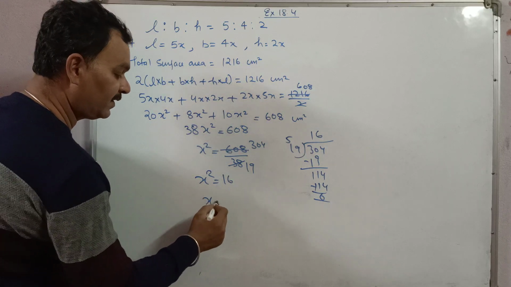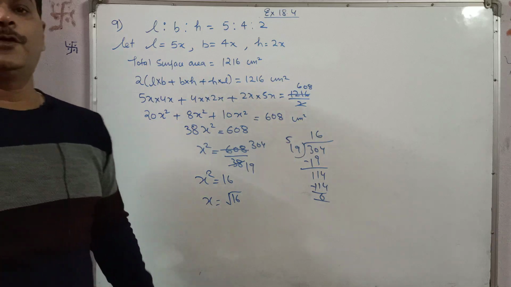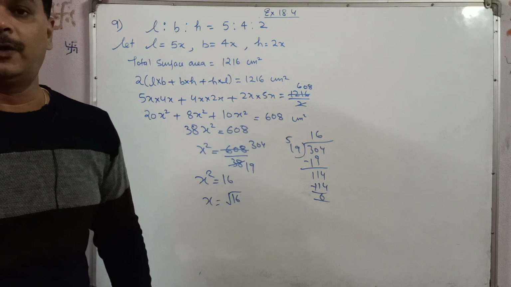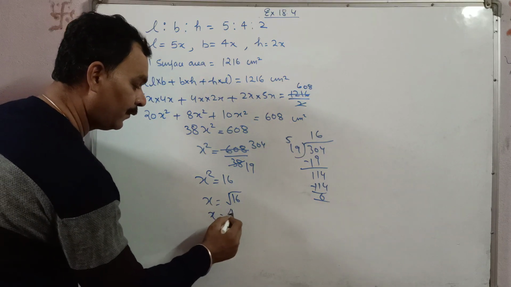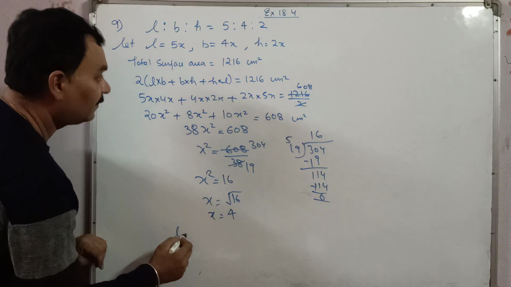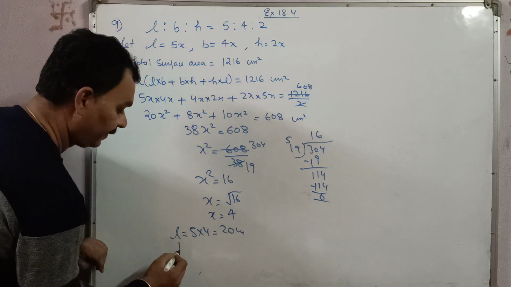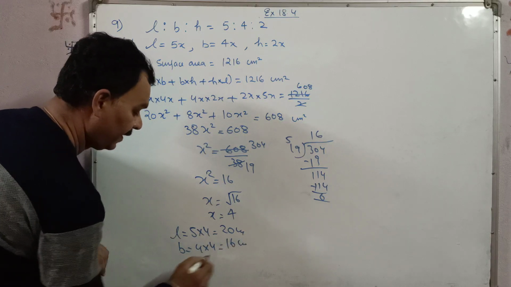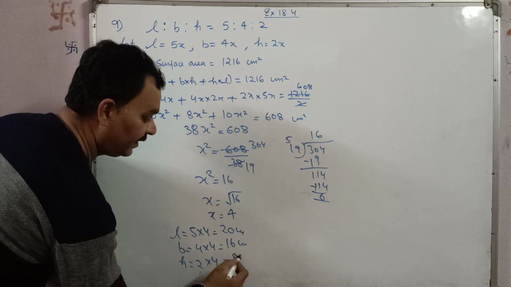Taking square root on both the sides, x is equal to under root 16. Again, I am ignoring the negative sign, as the sides or dimensions of a cuboid cannot be negative. So x is equal to 4. Therefore, length is equal to 5 into 4, that is 20 centimeter. Breadth is equal to 4 into 4, that is 16 centimeter. And height is equal to 2 into 4, that is 8 centimeter.